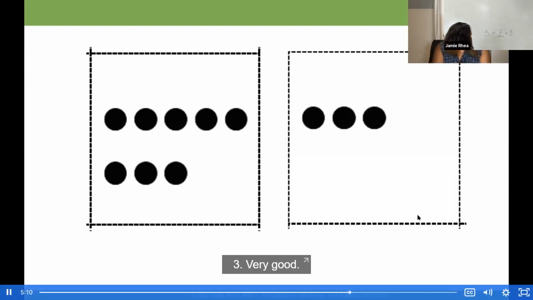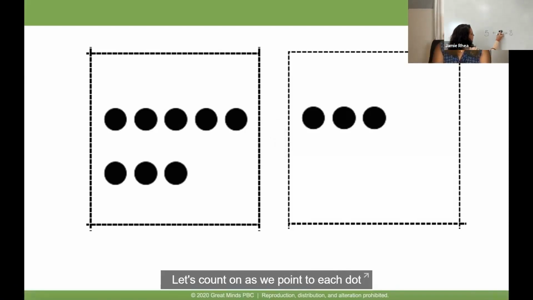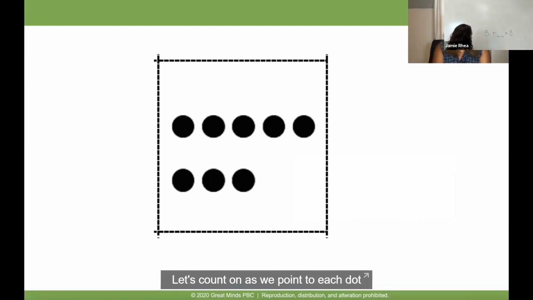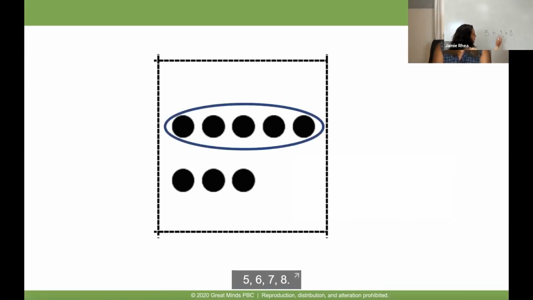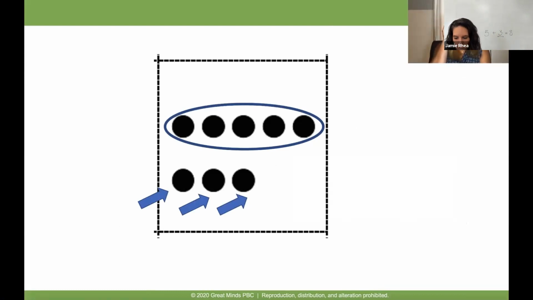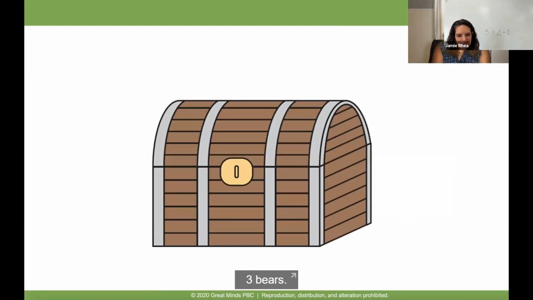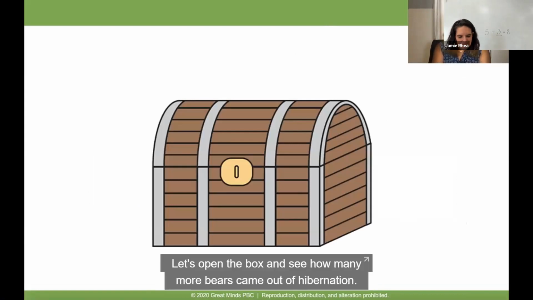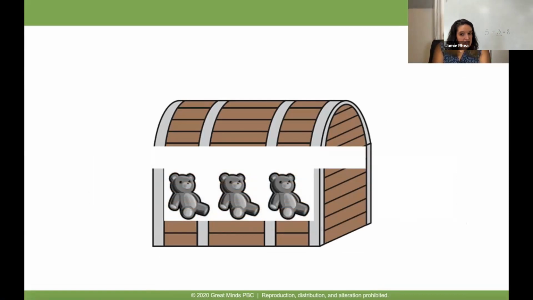3. Very good. Let's count on as we point to each dot. 5, 6, 7, 8. So how many more bears came out of hibernation? 3 bears. Let's open the box and see how many more bears came out of hibernation. There's our 3. We were correct.